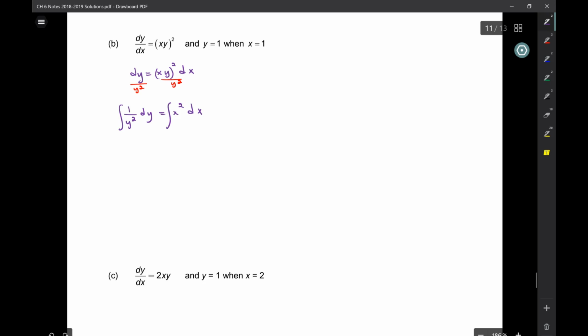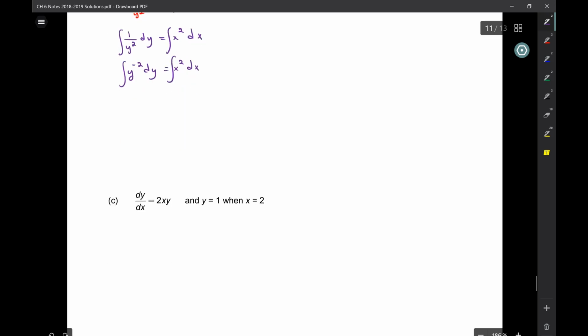Integrate. When I integrate, can I rewrite this as y to the negative 2 dy? So how does it look when we integrate? It will be y to the power of negative 1 over negative 1 equals x cubed over 3 plus c. So this is negative 1 over y equals x cubed over 3 plus c. Is that right? Yes, it is.